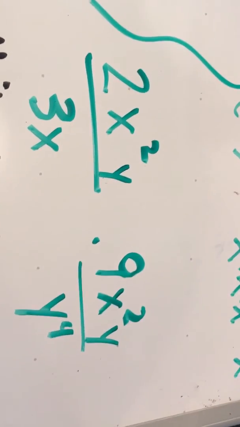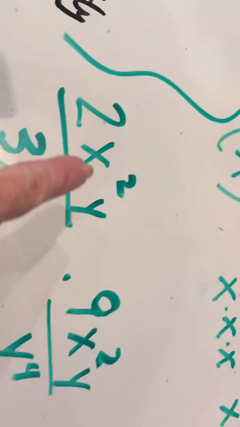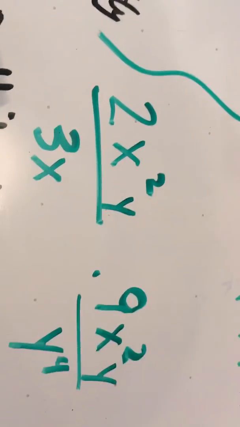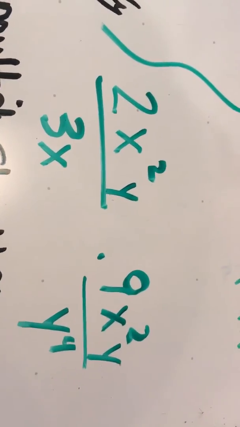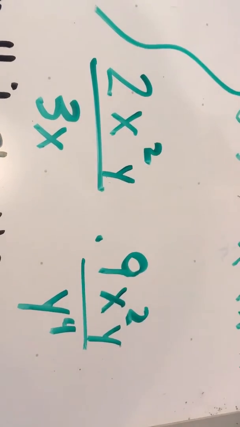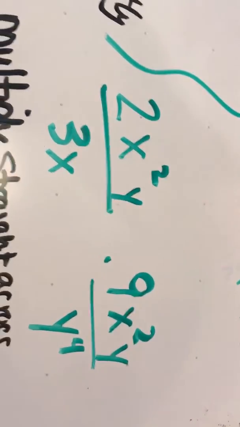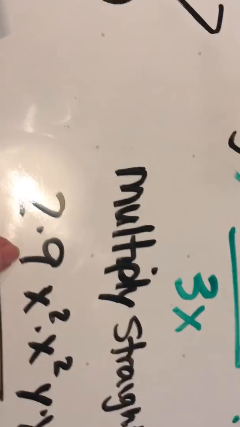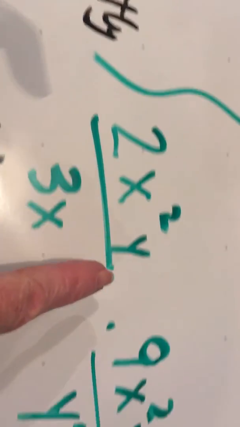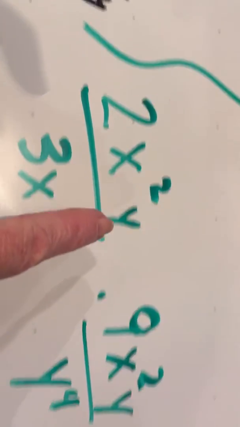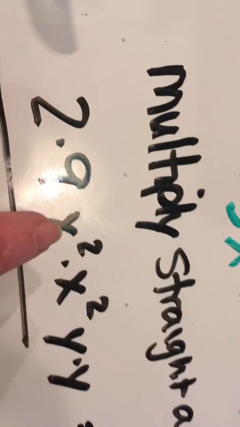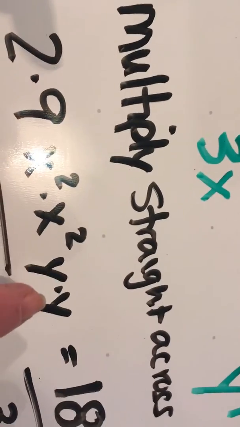Okay, what we're going to do is multiply our numerators together, multiply our denominators together, and simplify in the end. Commutative property says I can rearrange things, and so that's what I've done for the next step. Okay, we're multiplying straight across. 2 times 9 times x squared times x squared times y times y. So it looks like this. 2 times 9 times x squared times y times y.